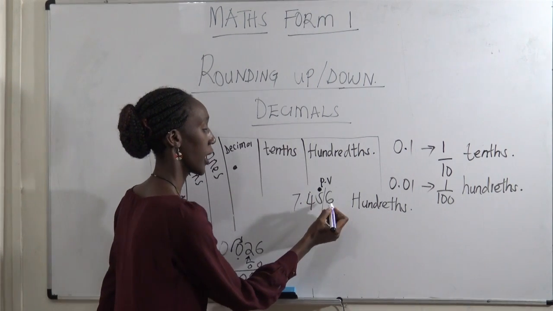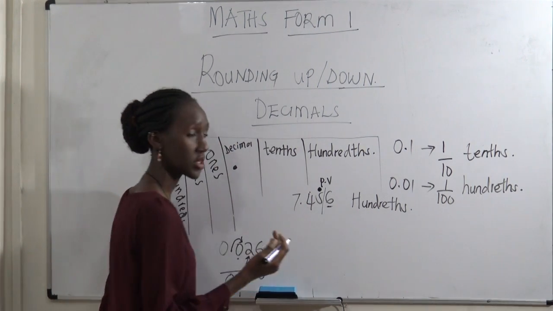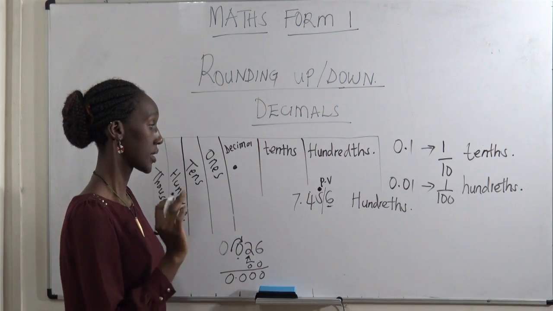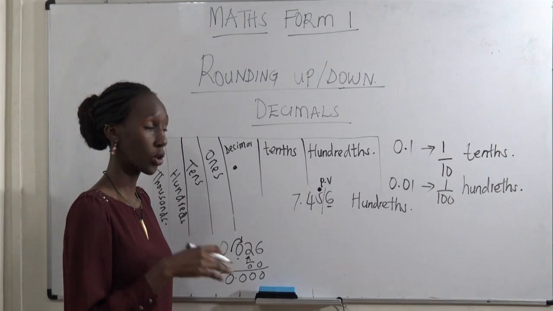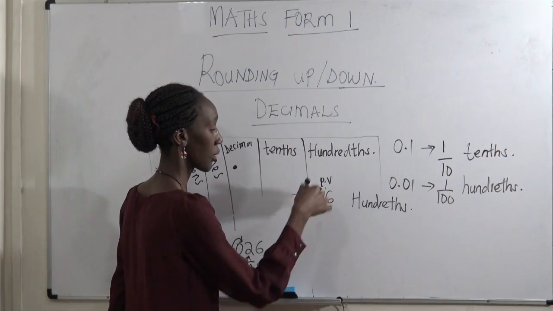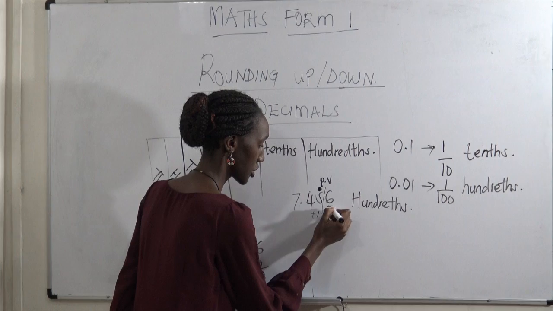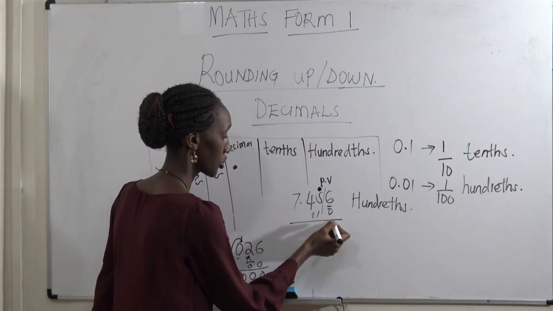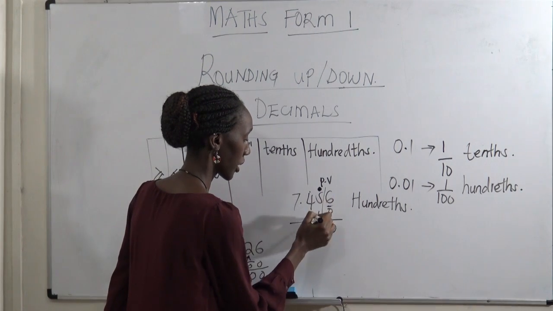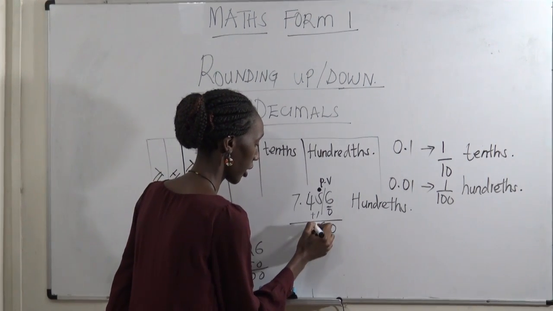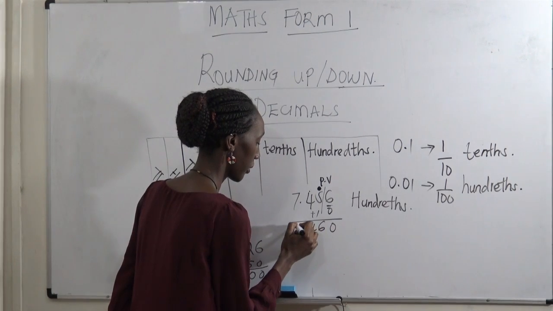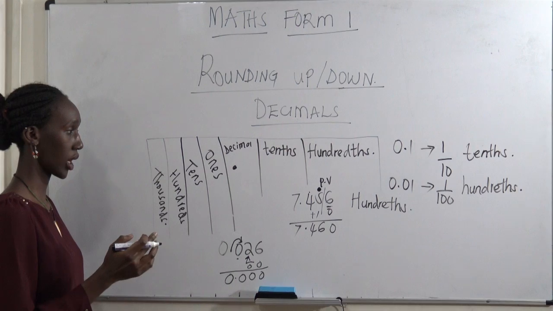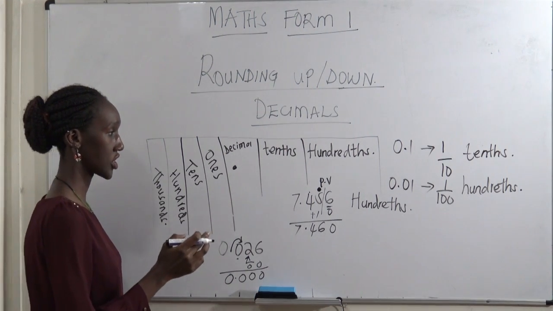I ask myself, the number which is immediate here is 6. So is 6 greater than 5 or is it less than 5? 6 is greater than 5. So what do I do? It means I'm going to add 1 to the place value and turn the other number to 0. So in our case, we just have 1. So here, this is 0. 5 plus 1 is 6. Here we have 4, and here we have 7. So to the nearest hundredths, I'm going to have 7.460.